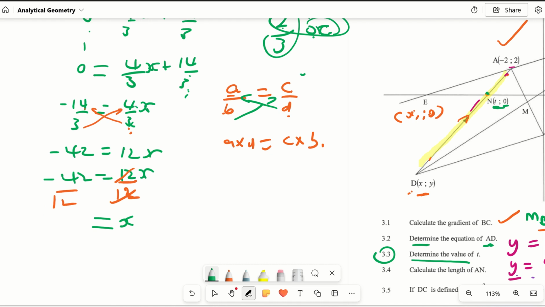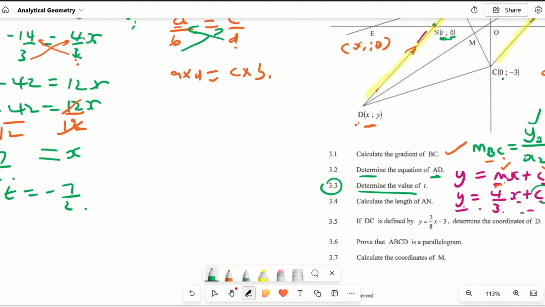So what is minus 42 divided by 12? Negative 7 over 2. So therefore, the value of t is negative 7 over 2. Any questions? Okay, we move to the next one.